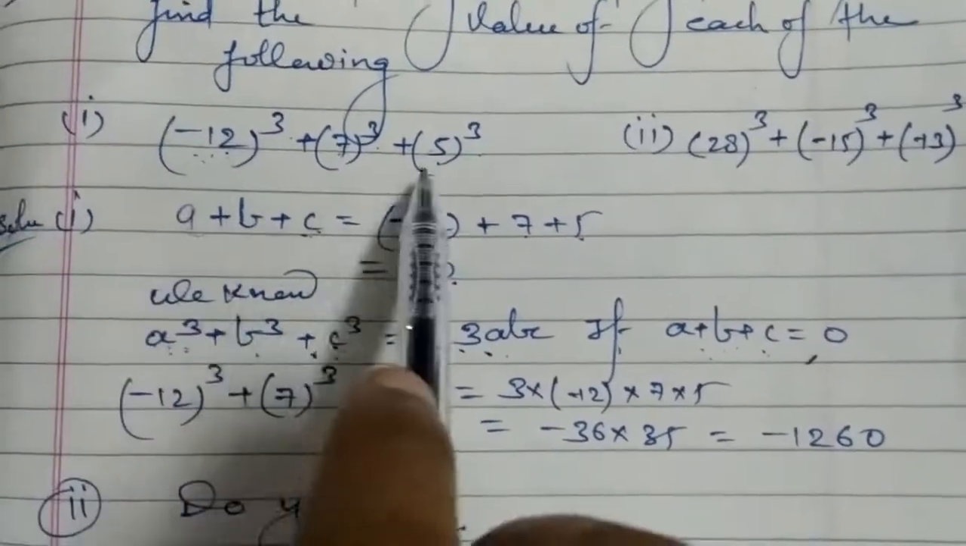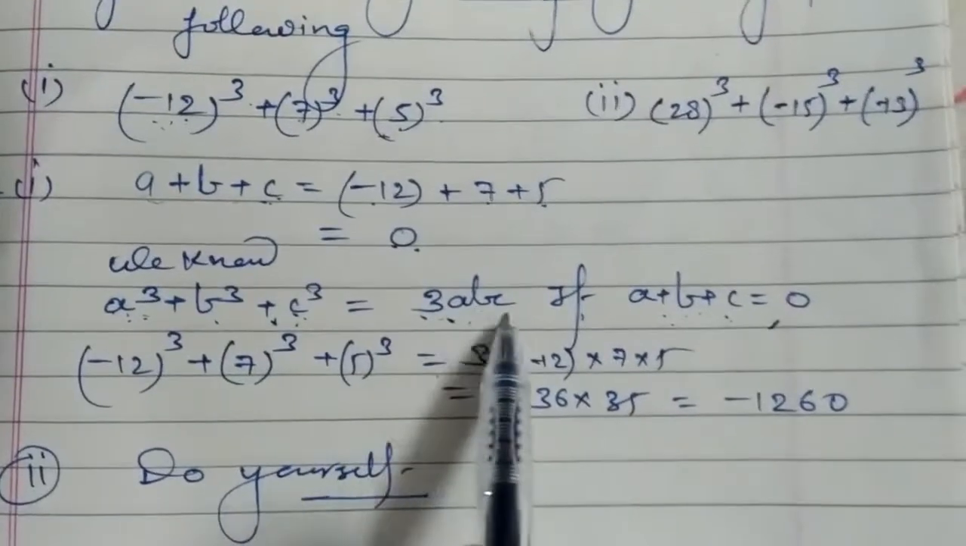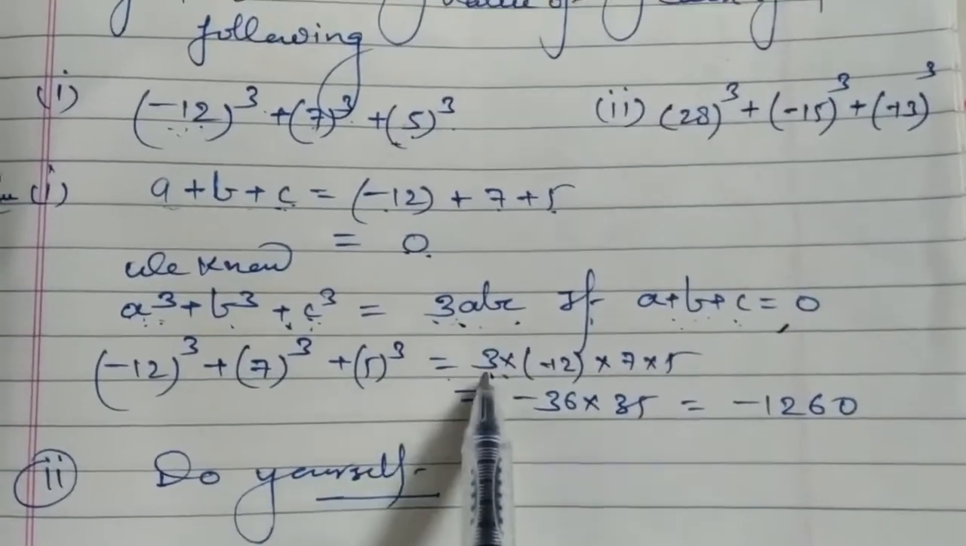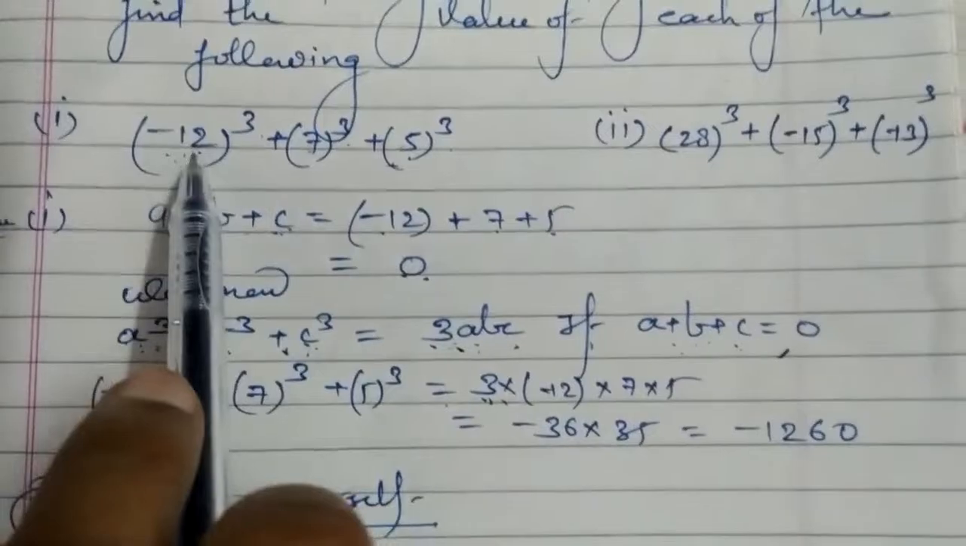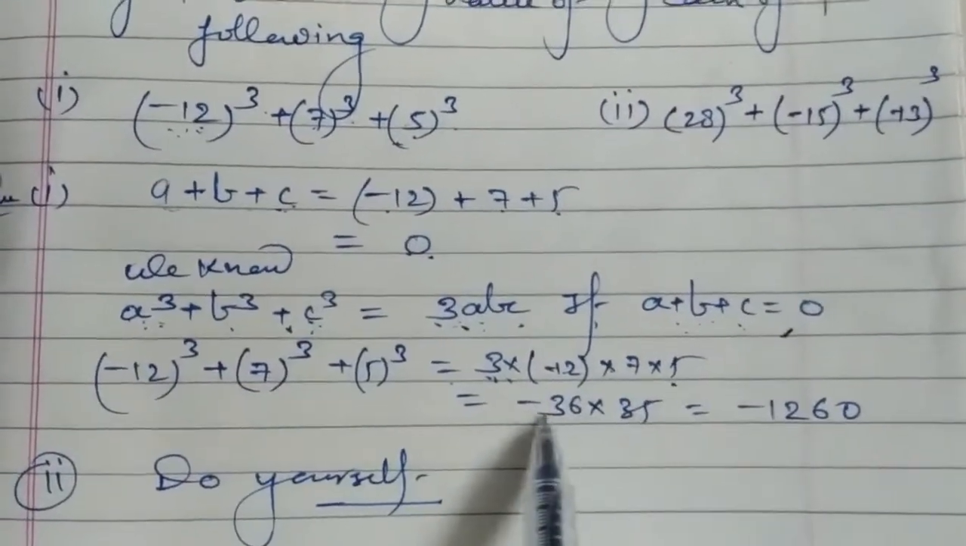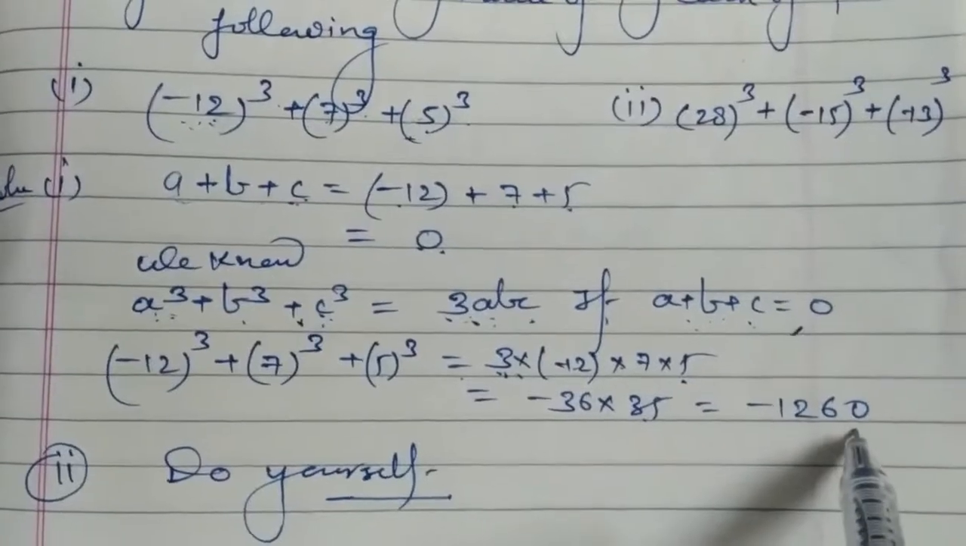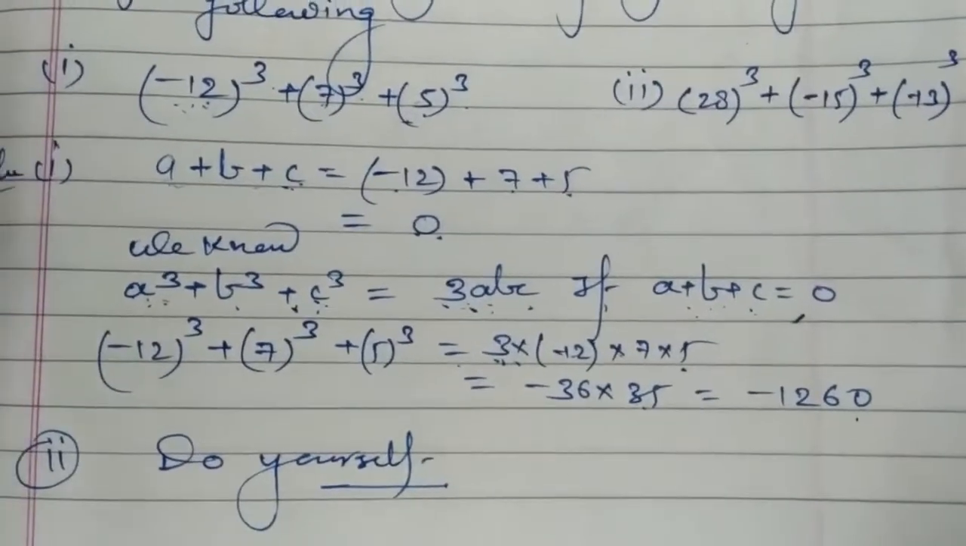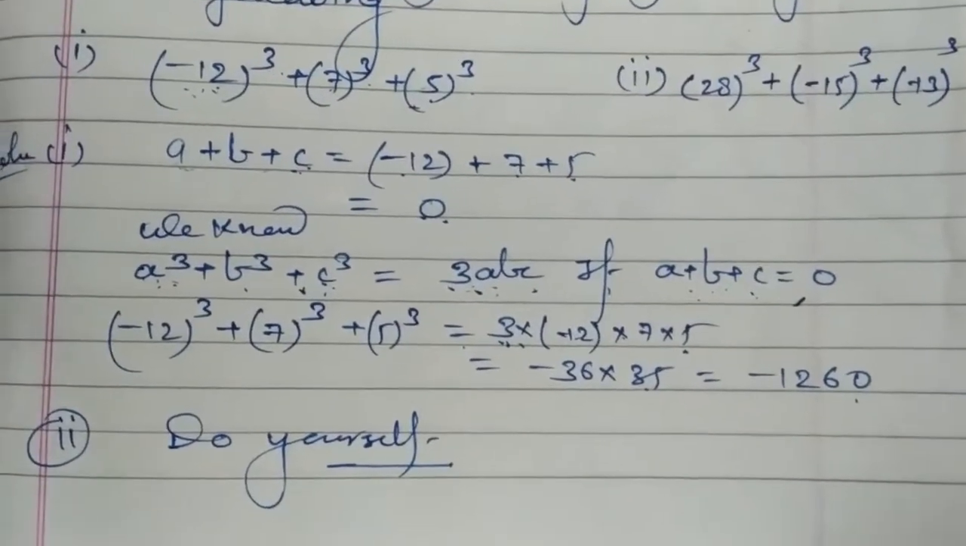So we find the value of this equal to 3abc. Here 3, a is minus 12, b is 7 and c is 5. So you simplify, you will get minus 1260. This is your answer. Fine.